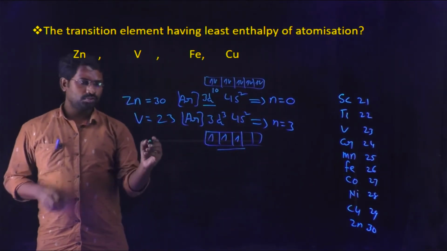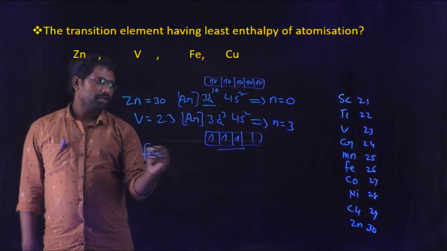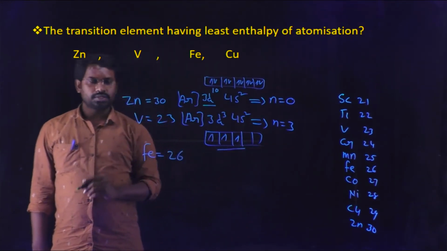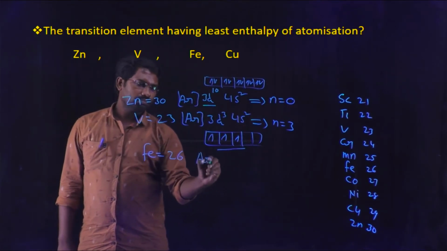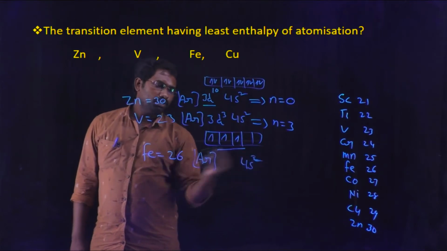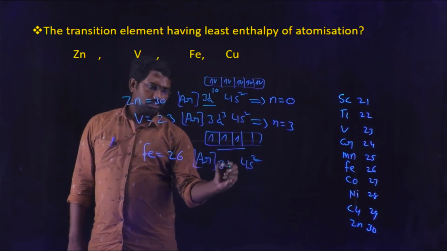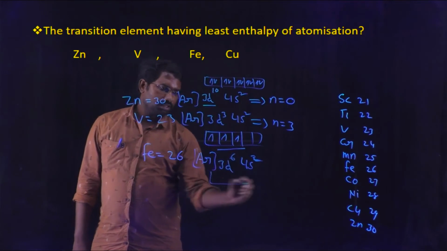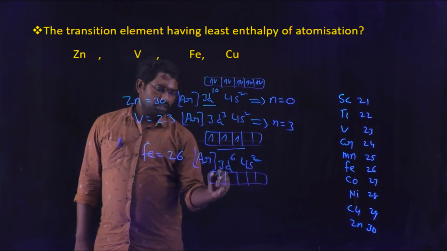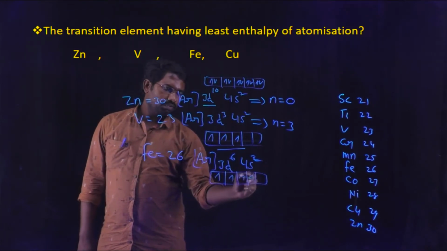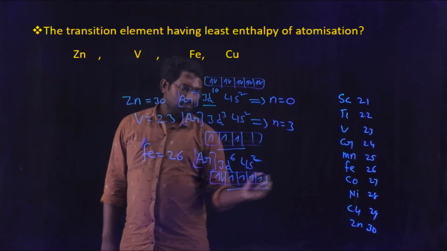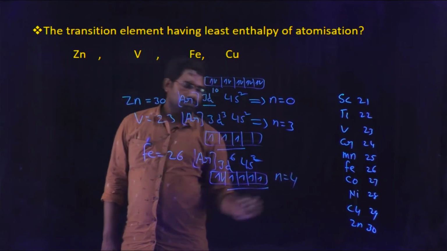Come to the third one, iron. What is the atomic number of iron? Iron's atomic number is 26. Write the configuration: argon 4s2. Argon means 18, and 18 to 26 gives 3d6. Write the d orbital electron configuration 3d6: 1, 2, 3, 4, 5, 6. How many unpaired electrons are present here? The n value is equal to 4.